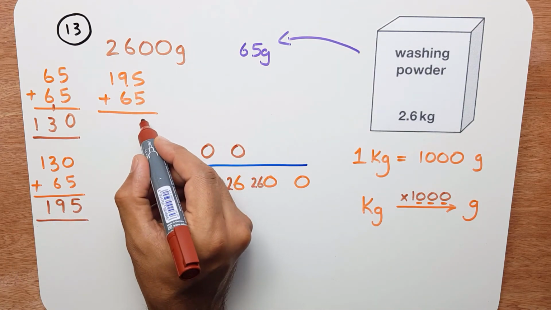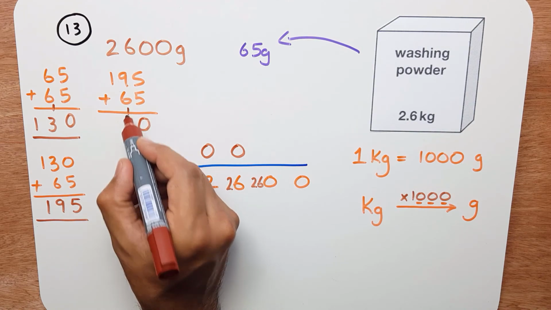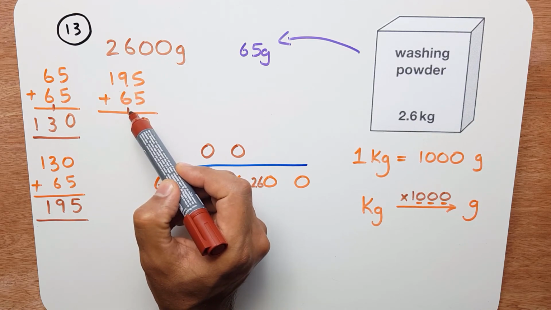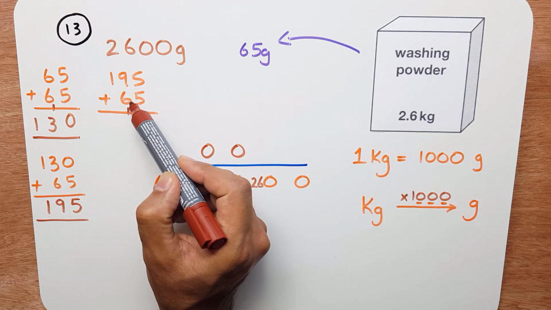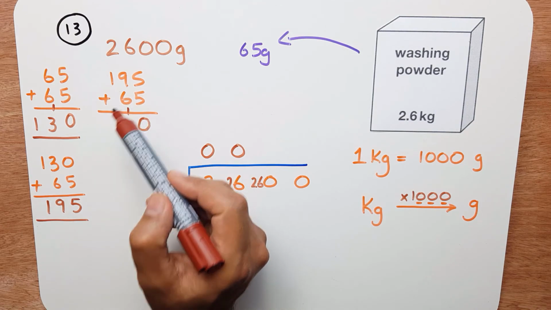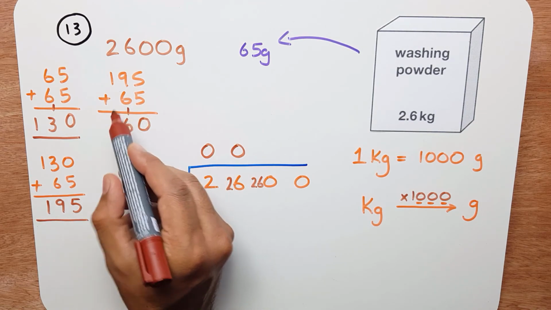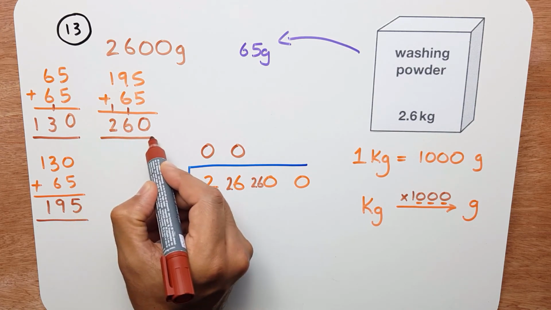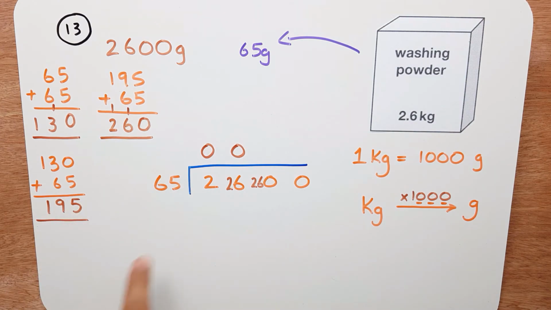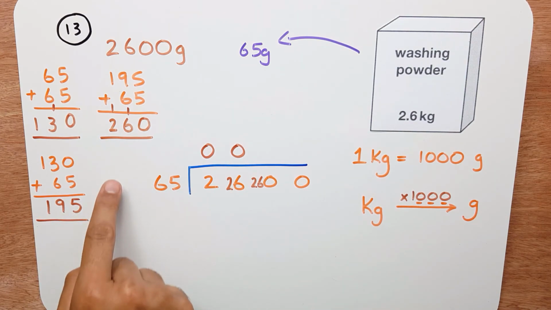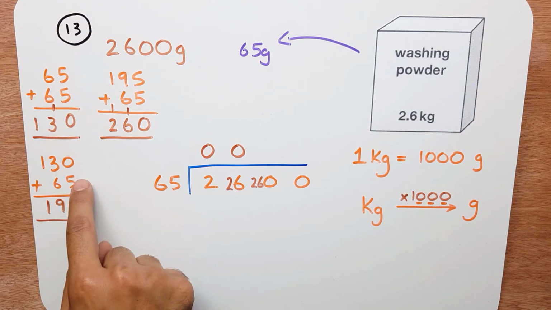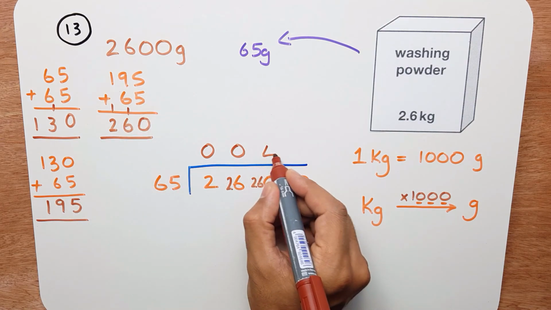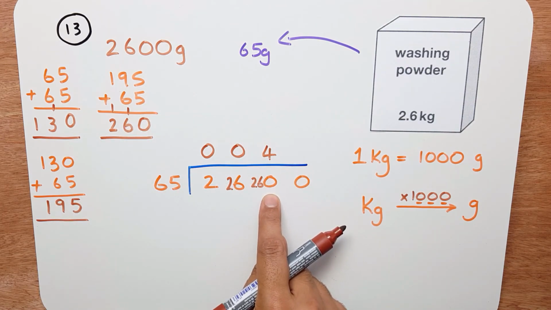5 add 5 is 10, so the 0 goes there and you carry the 1 over. Now I can do 9, add this 1 is 10, plus 6 is 16. So I put the 6 down and I carry the 1 over. 1 add 1 is 2. So the answer is 260. And that's our target. So we know there is 1, 2, 3, 4 lots of 65. So I can put 4 there. There's no remainder, so we carry on.